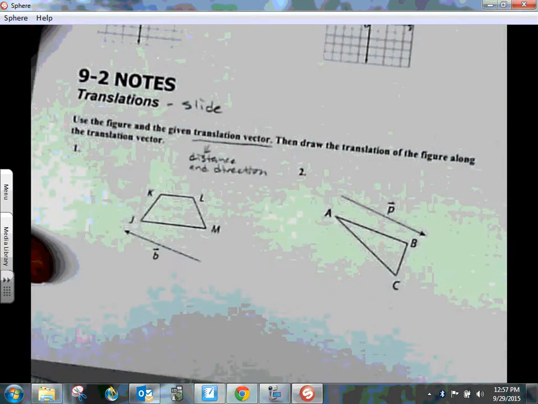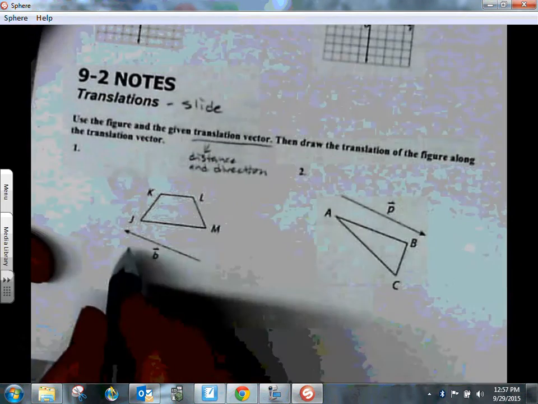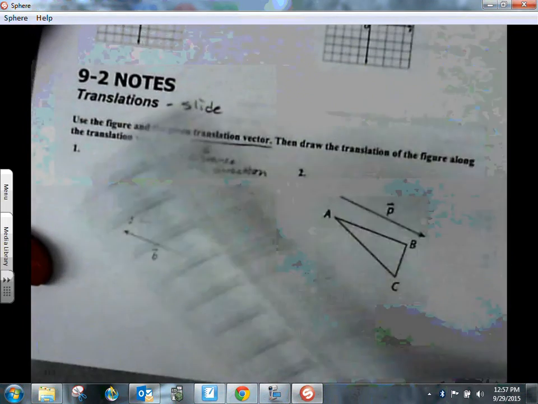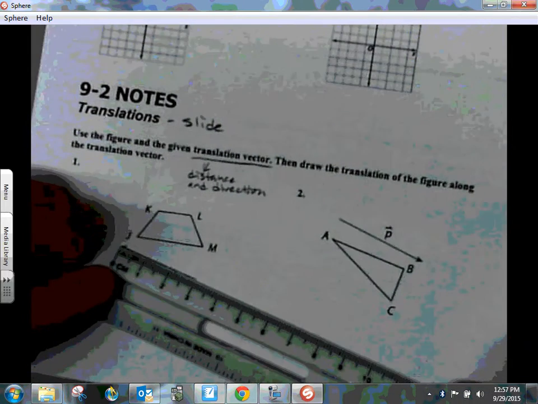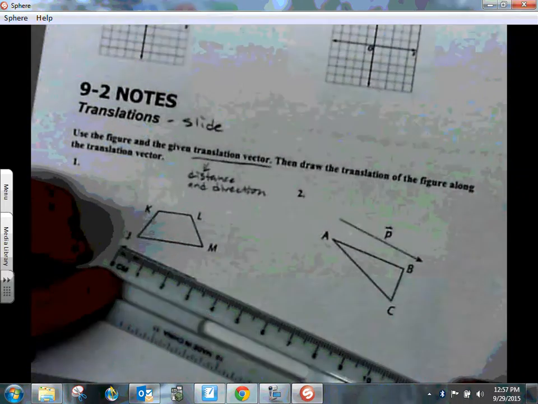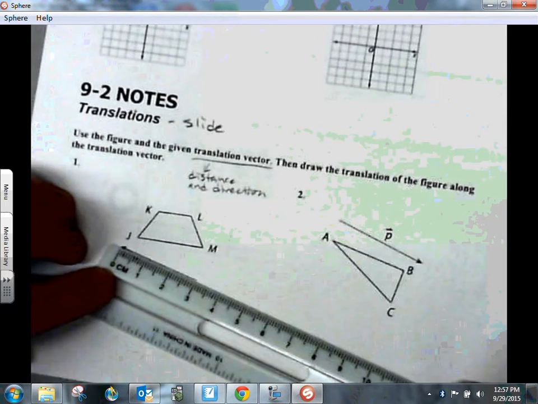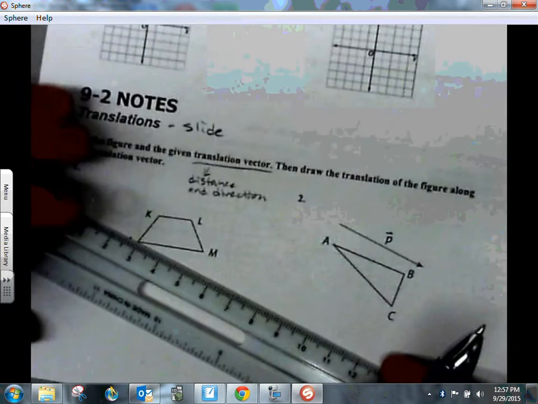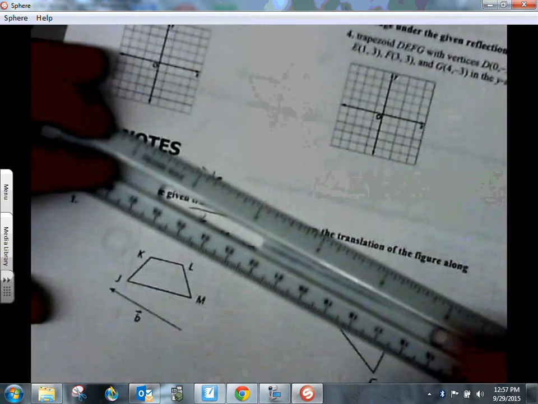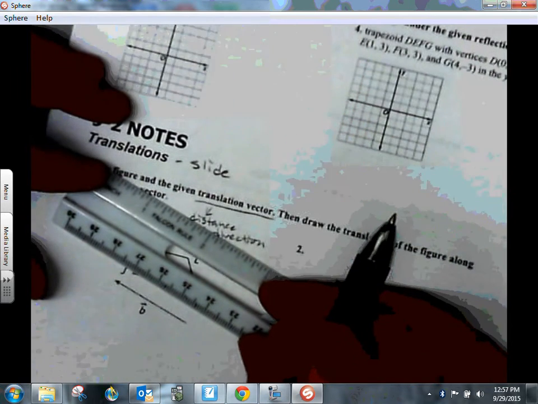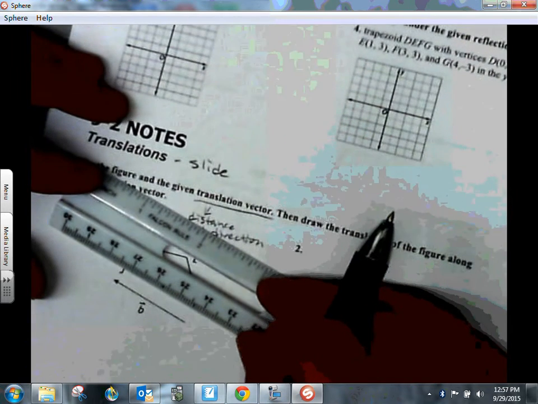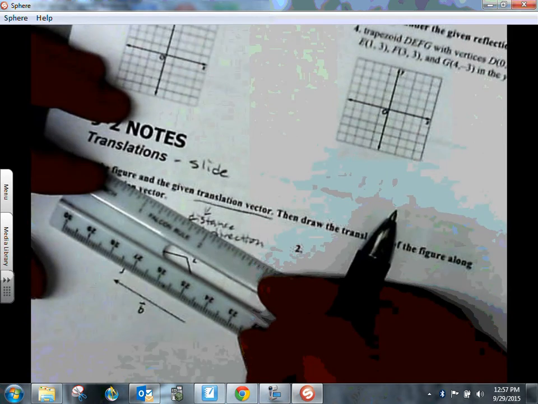I have this vector B here, and I actually want to measure out the length of this vector. I notice that it's about 3 centimeters. So I'm going to take each point here and move it about 3 centimeters. From 27 to 30, that's 3 centimeters. And I want it to go in that same direction, so I try to make it as parallel as I can to that vector.